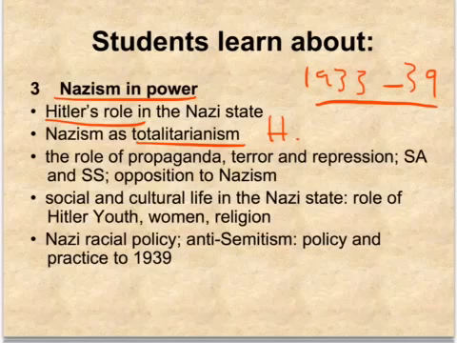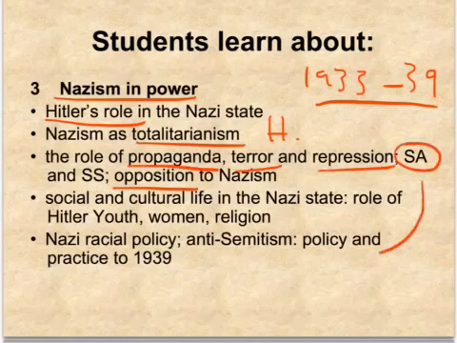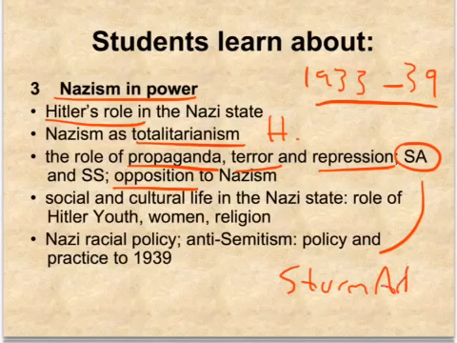Then we'll look at this whole idea of opposition to Nazism, and how they managed to repress it. Obviously they used propaganda, terror, repression. The SA, they were stormtroopers, kind of like a paramilitary group. I'm pretty sure that stands for Sturmabteilung. They were kind of like the muscle, and the SS were like the really psycho-fanatical guys.